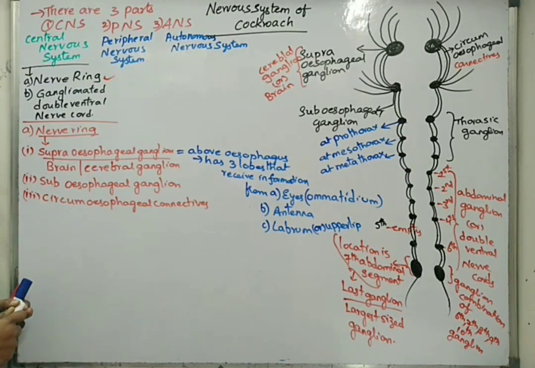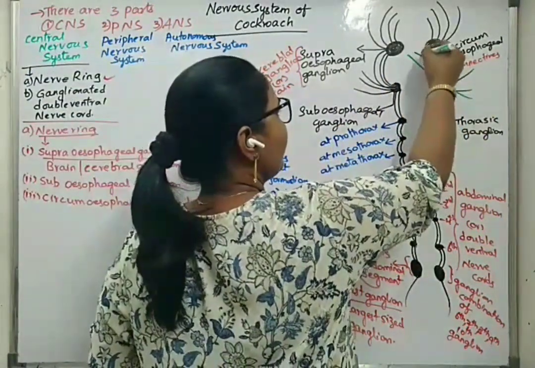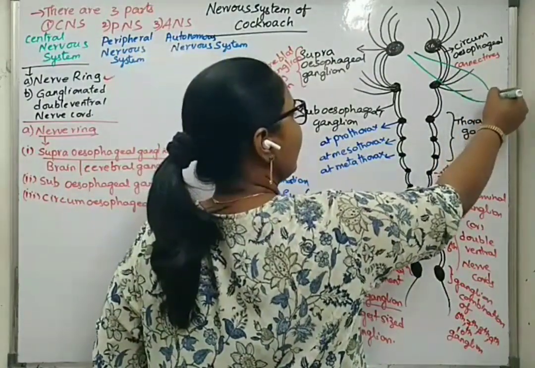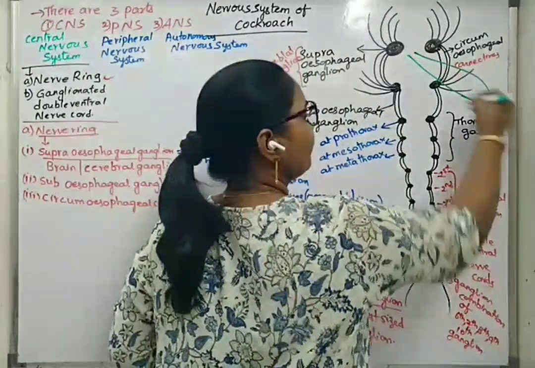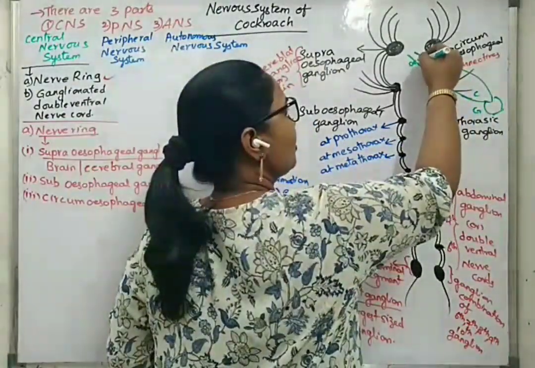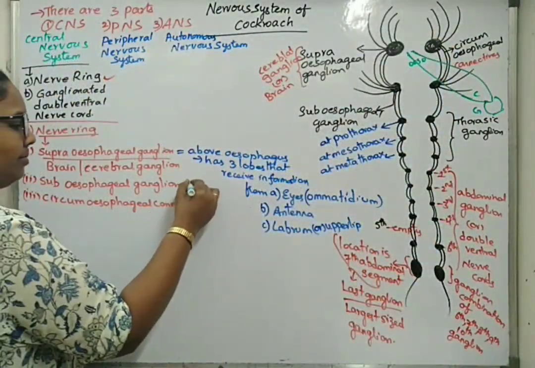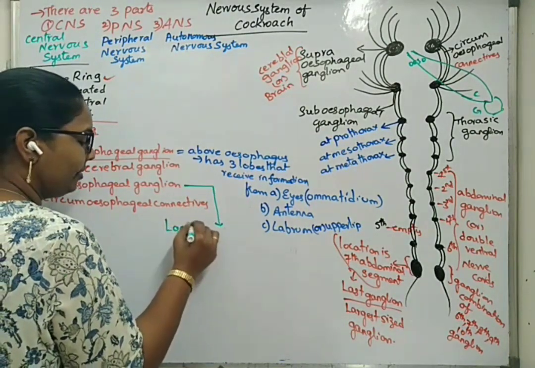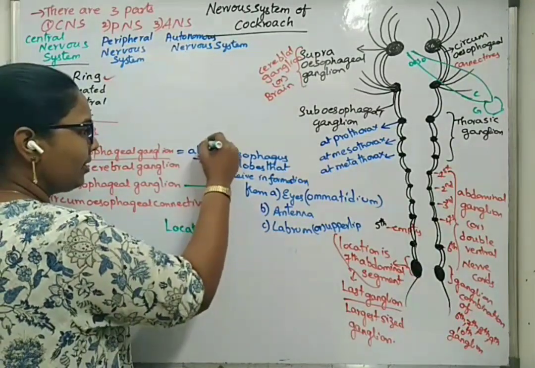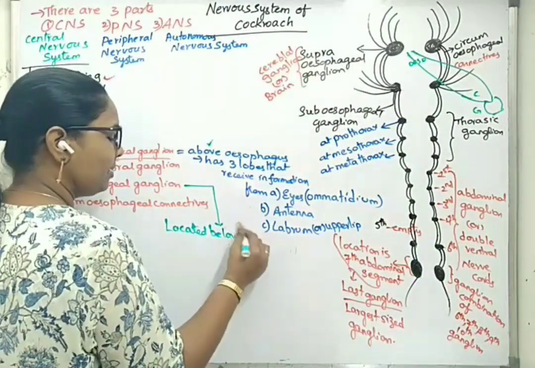Second one, subesophageal ganglion. Subesophageal ganglion is present below esophagus. It means that esophagus might have been erased from here, which is extending as crop. Later, it will have connection with gizzard. This will be crop, this will be esophagus. Subesophageal ganglion is located below esophagus. Here I have written above esophagus, supra, and below esophagus is subesophageal ganglion.